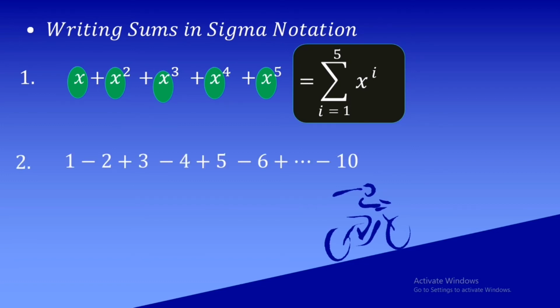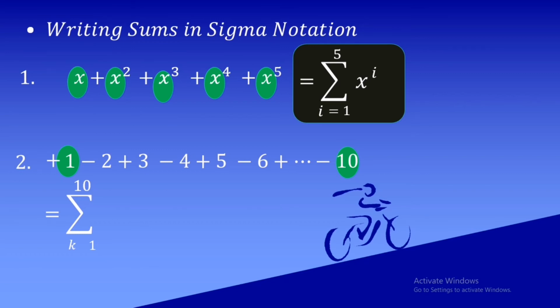We have another series for number 2: positive 1, negative 2, positive 3, negative 4, positive 5, negative 6, up to negative 10. So we can express this in compact form, that is sigma notation. We can use here k as the index of summation, and it will start with our lower bound, that is 1, up to 10, which is our upper bound.